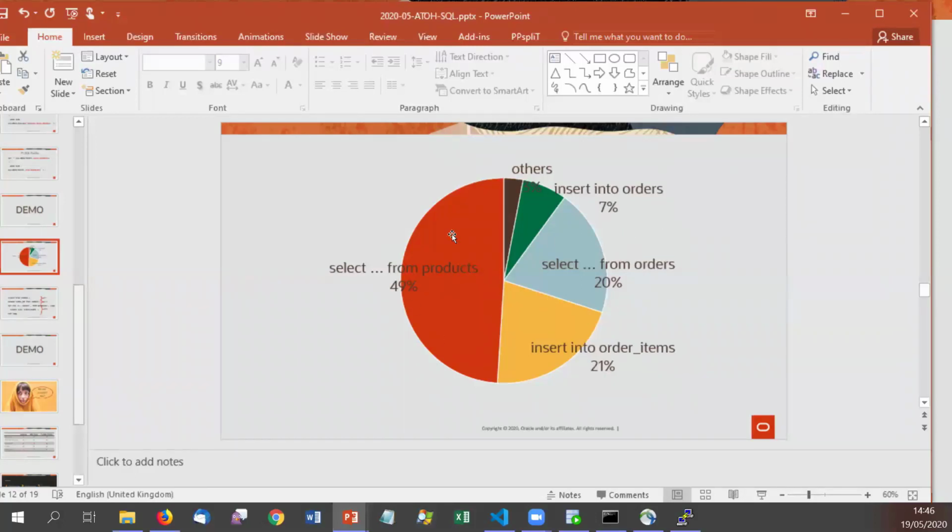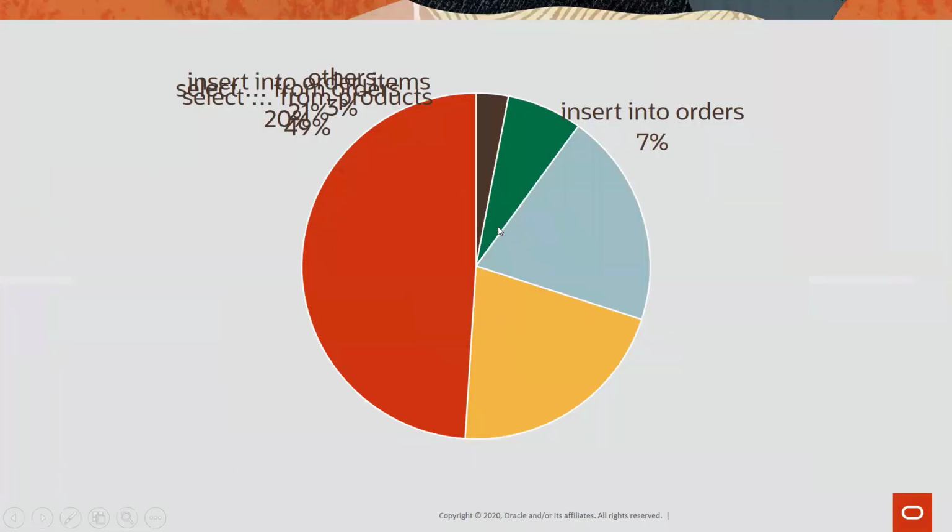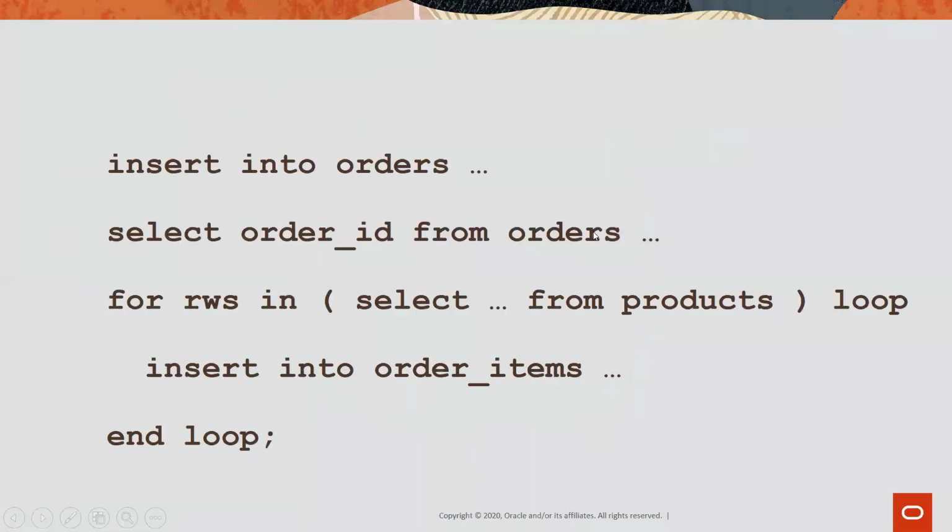So really, we want to tackle this select from the product query. Probably have a bit of a look at this insert and this select as well. See what we can do about those. So let's go back to the slides. And so we had our insert into orders. That was the bit that was taking about 7% of the time. Not much we can do there, really. We can probably ignore that.